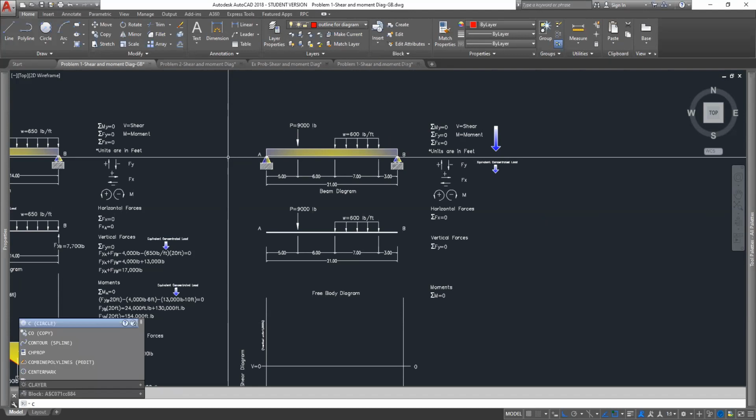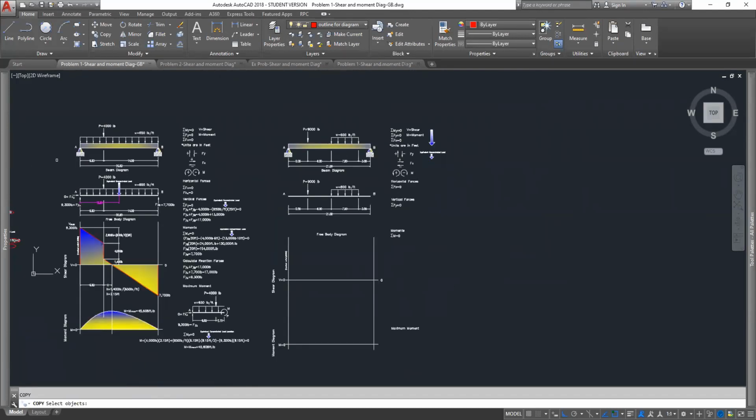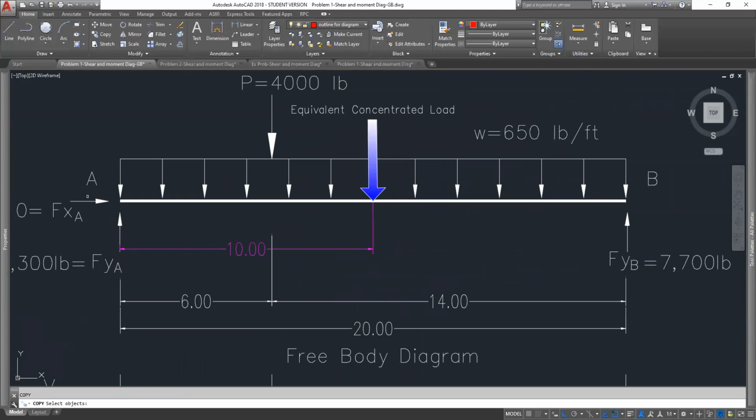I'm going to go ahead and copy, let's say, from in here.